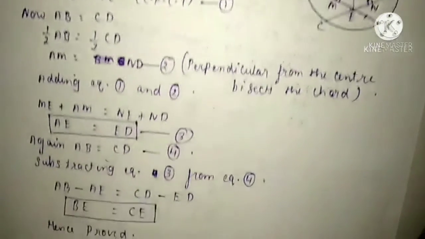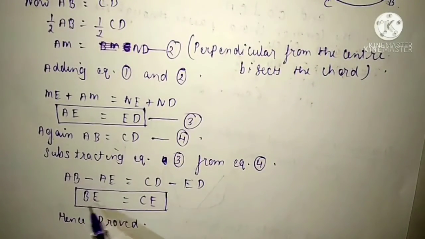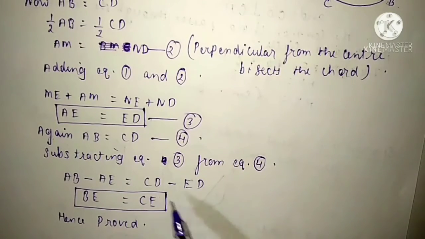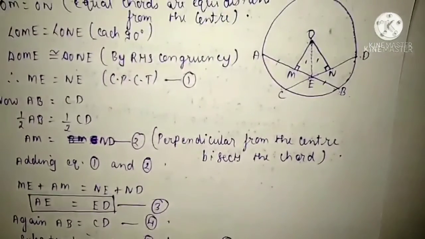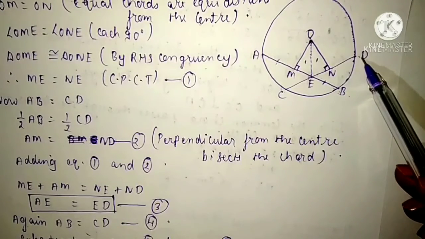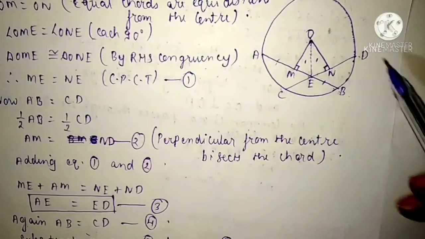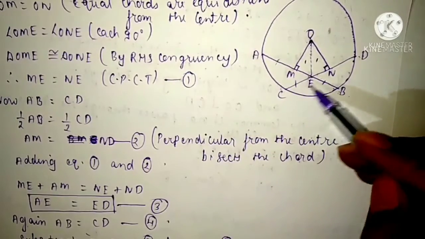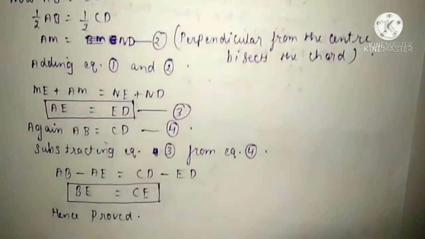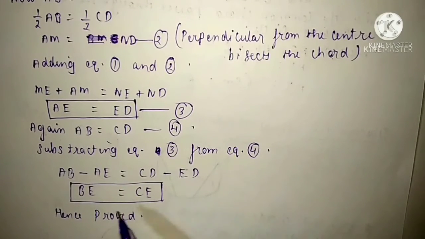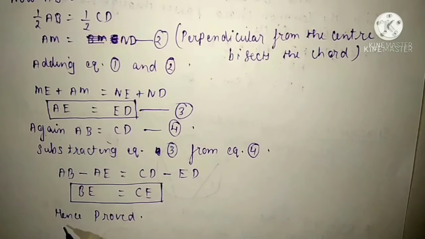So here EB or BE, anything you can write, is equal to CD minus ED. Now see, this is CD, then minus ED. When we subtract ED from CD, this part will be left, that is CE. So on the right hand side CE will come. This is the second part of our solution. So we got the answer and we can write hence proved.